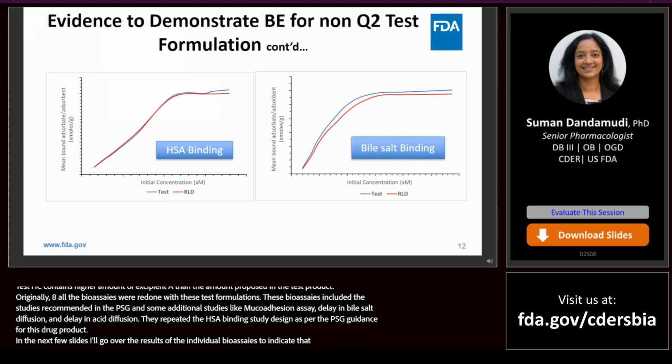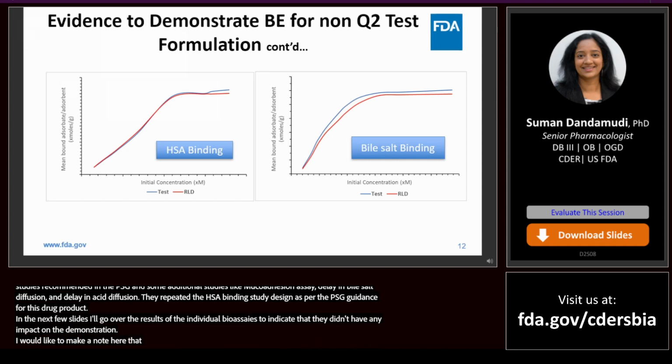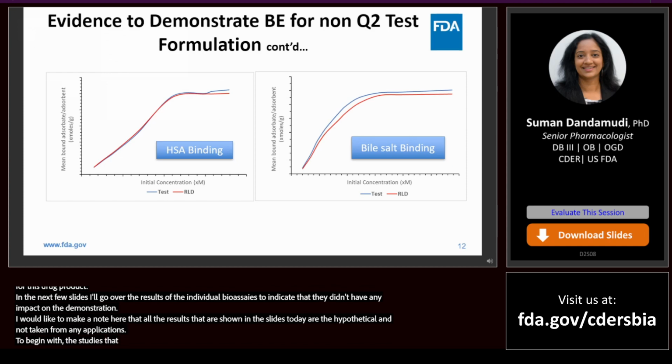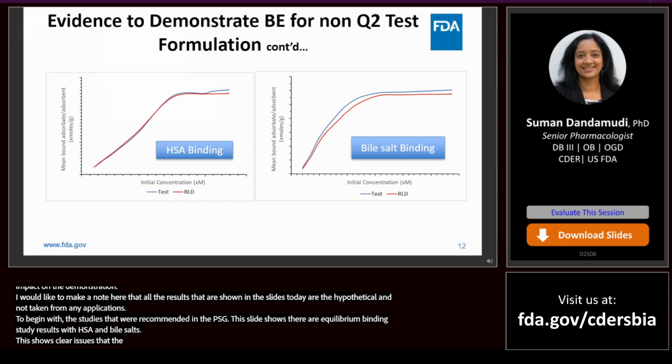I would like to make a note here that all the results shown in the slides today are hypothetical and not taken from any applications. To begin with, the studies that were recommended in the PSU. This slide shows the equilibrium binding study results with HSA and bile salts. The binding profiles clearly show that the maximal binding is established under the concentrations tested. The Langmuir constants K2 values were calculated for both the studies.